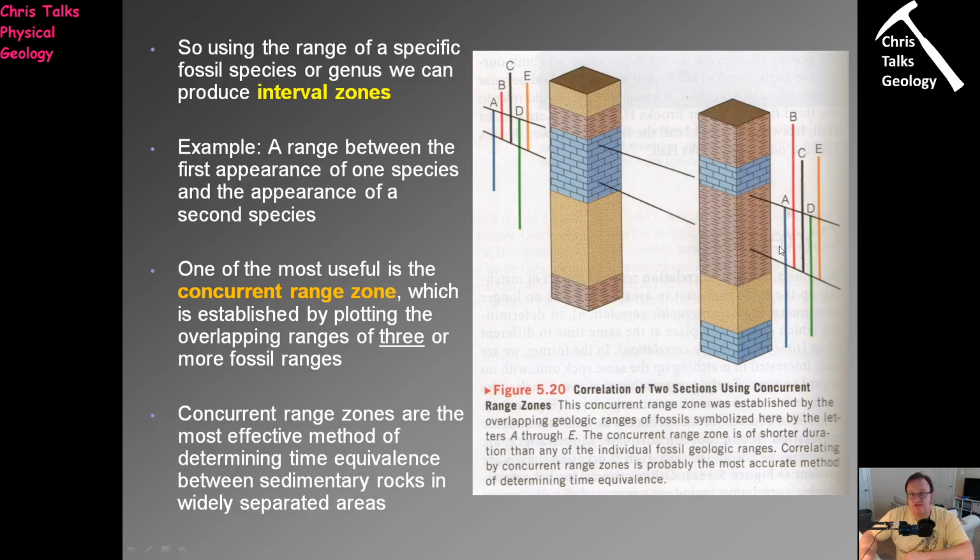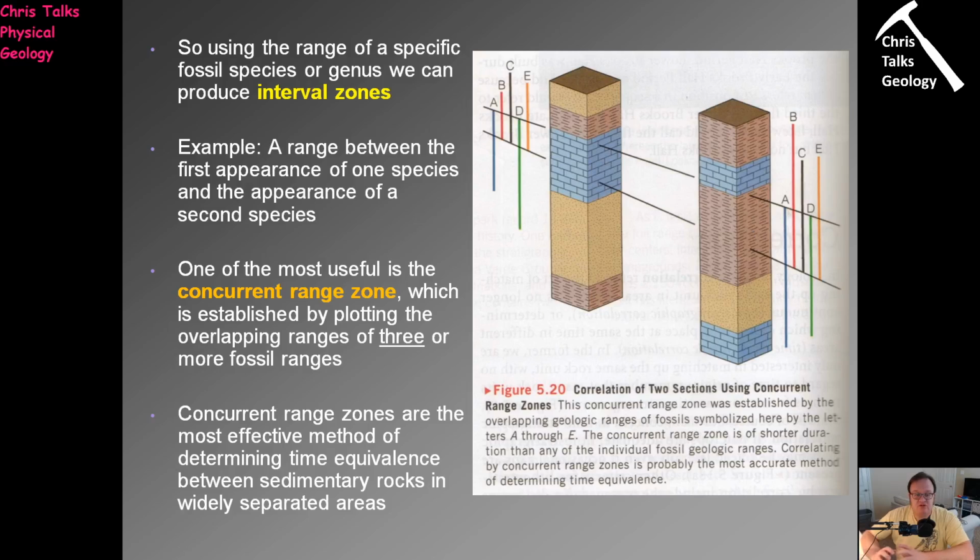Now that means when I go to any other location, if I find a piece of rock that has fossils A, B, C, D, and E in it together, well, that means this piece of rock here must be the same age as this piece of rock here, even if it's a completely different rock type. As long as it has A, B, C, D, and E in it, it must be the same age.